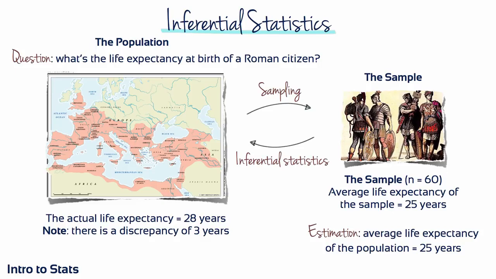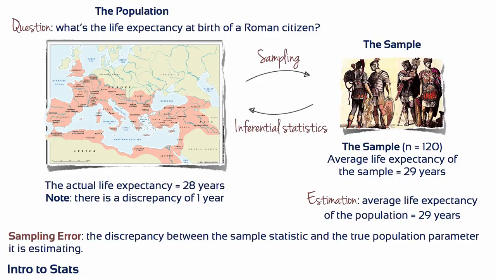However, if the actual life expectancy is 28 years, there would be a discrepancy of 3 years between the true population parameter and the sample statistic. We call this discrepancy sampling error. If we wanted a better, more accurate estimate, we could select a larger sample of 120 individuals and calculate their average life expectancy. This time around we get a discrepancy, or sampling error, of 1 year between the true population parameter and the sample statistic.